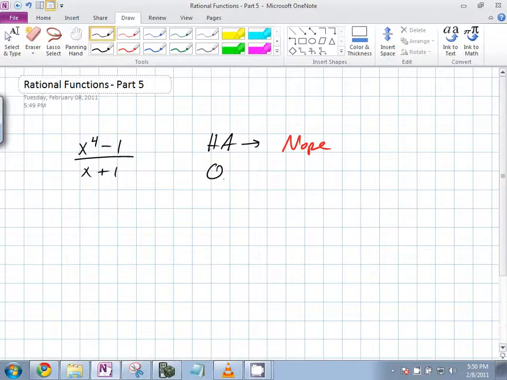What about oblique asymptotes? Well, that only happens when the degree of the top is 1 greater than the degree on the bottom. So again, nope. So this has no horizontal or oblique asymptotes. But let's do the division anyway for practice.